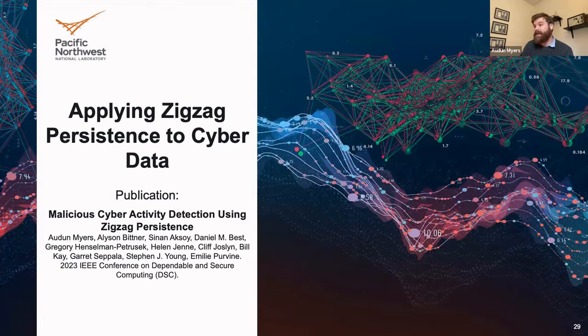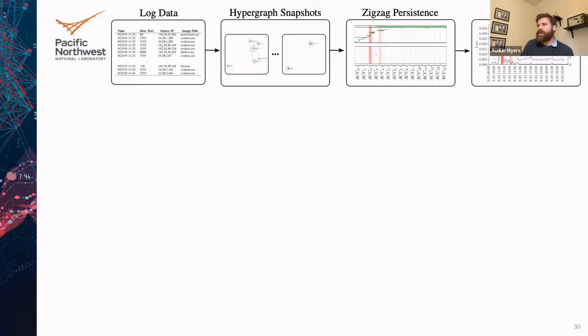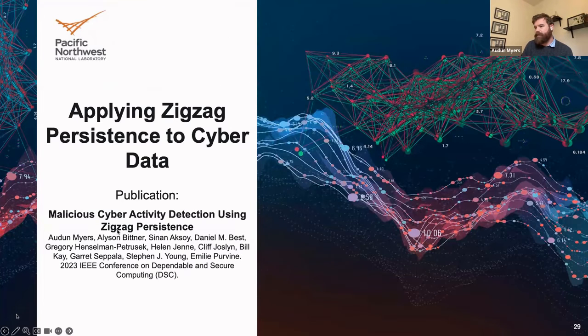So I'm going to move on to the next zigzag persistence application, which is some of the most recent work, which is in cyber data analysis. As a general pipeline, and this is recently published work, malicious cyber activity detection using zigzag persistence, with lots of co-authors that I'm not going to read off, all PNNL employees.